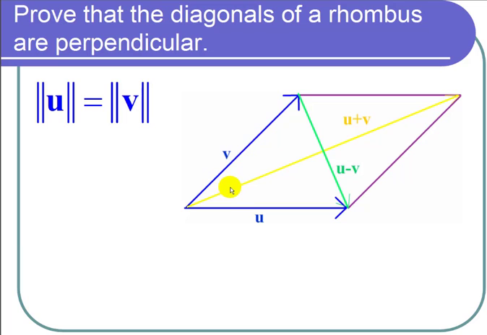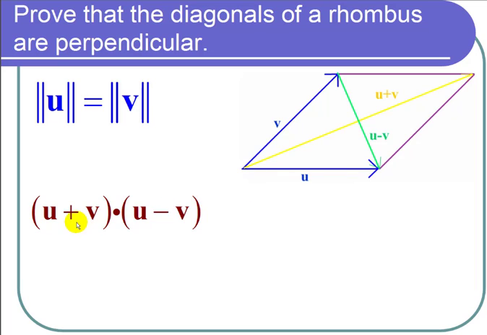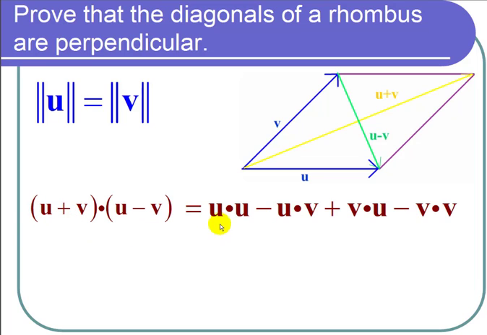I want to show the diagonals are perpendicular, which means that these vectors are orthogonal. Vectors are orthogonal if their dot product is equal to 0. So I take the dot product of the first diagonal vector, which is u plus v, and the second diagonal vector, which is u minus v. Now the distributive property holds with dot products, which means I can multiply this dot product out and write it as u dot u minus u dot v plus v dot u minus v dot v.